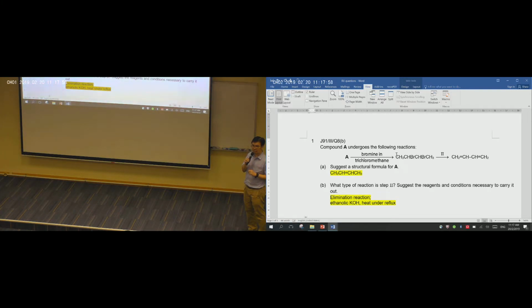So there's a C=C double bond. You add Br2 into the C=C double bond. What is the mechanism called? Hey, what's the mechanism called? Electrophilic what? Addition, right?